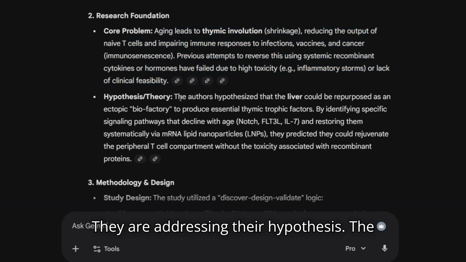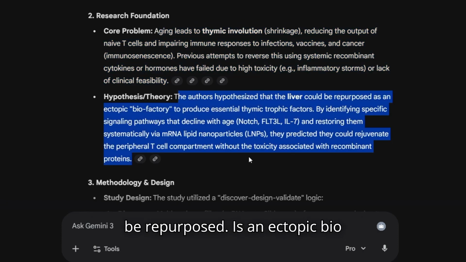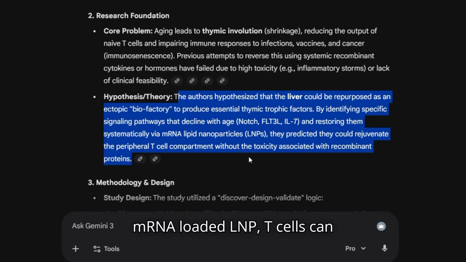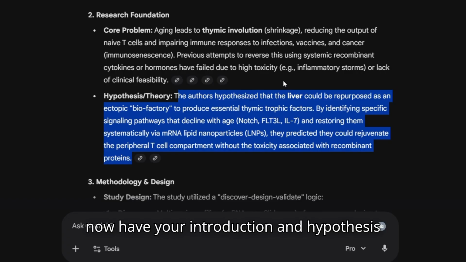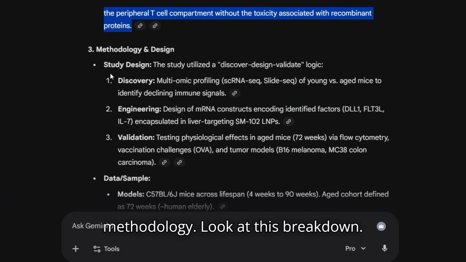Their hypothesis? The authors hypothesized that the liver could be repurposed as an ectopic biofactory to produce essential thymic trophic factors. By restoring them with mRNA-loaded LNP, T cells can be rejuvenated without significant toxicity. For your journal club, you now have your introduction and hypothesis slides basically written. Section 3. Methodology. Look at this breakdown.